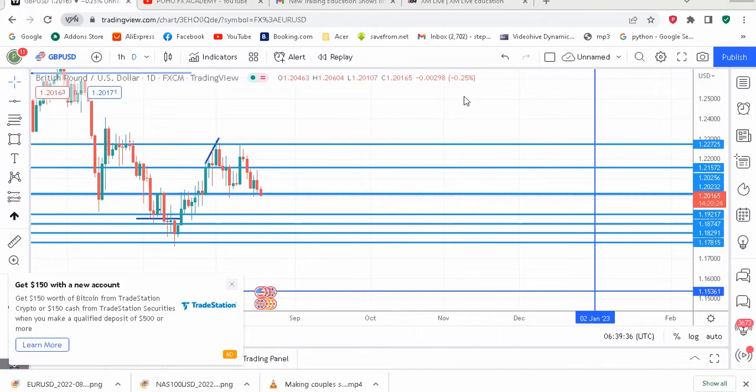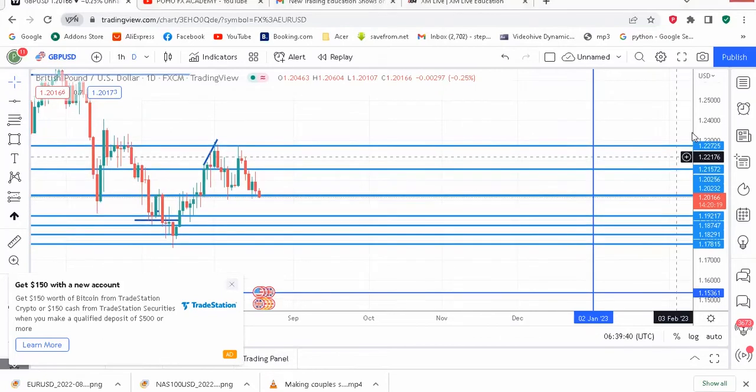Oh no, it wants me to close this. Okay, cool. I got my chart back.